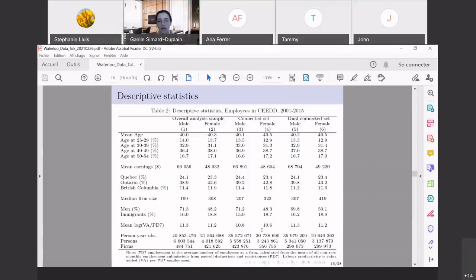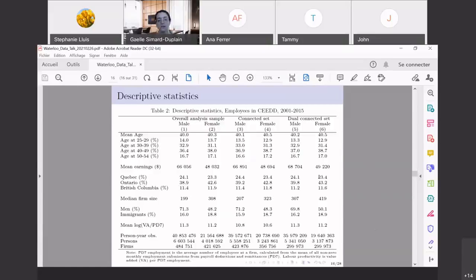And then we can see that once you restrict the data set to only the firms in the connected set, we have small increases in earnings, but nothing major. We have a change in the size of firms. So not surprisingly, the size of the average firm, and when I talk about the size of the firm, it's in terms of number of employees, goes up a little bit when we get rid of businesses that only have one employee. So that's mechanical almost.